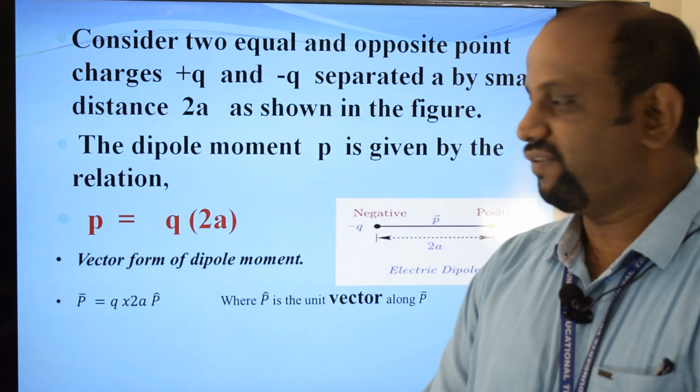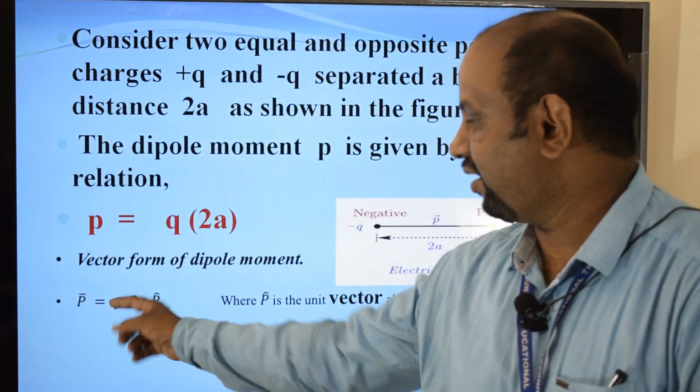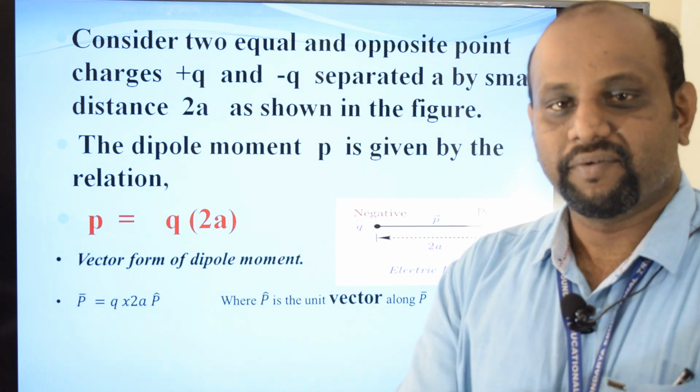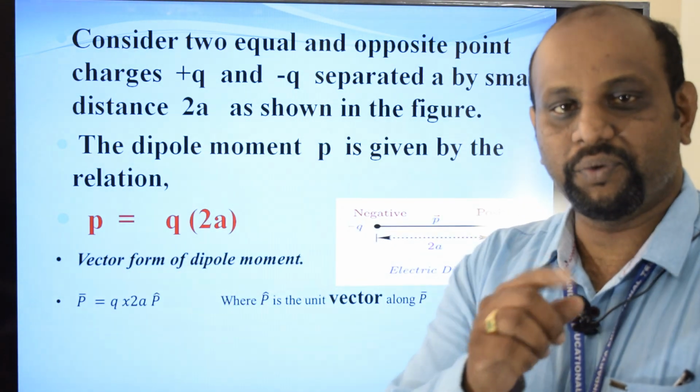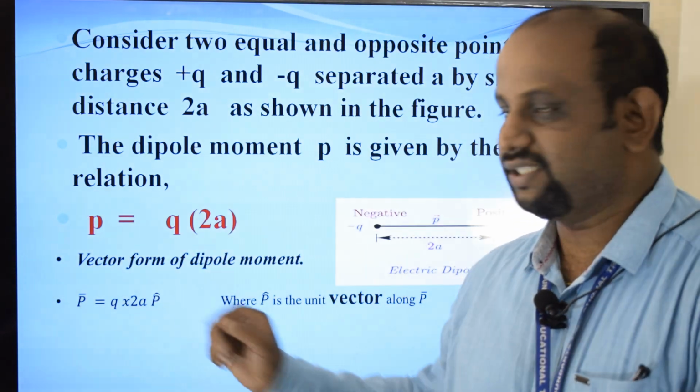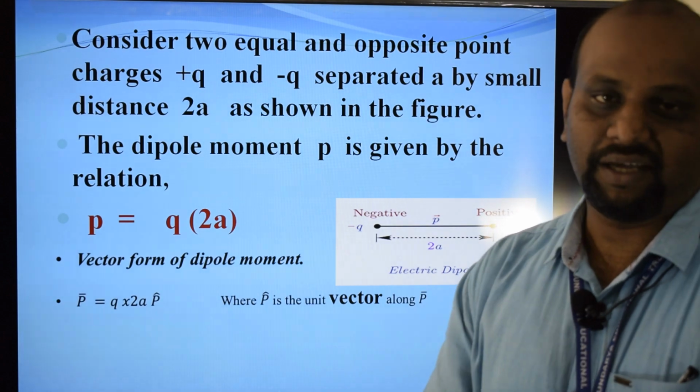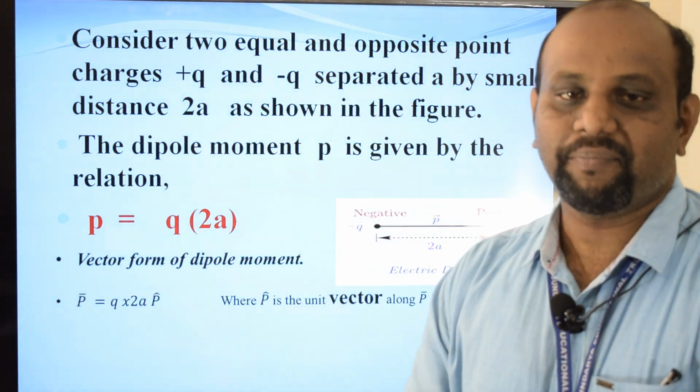The vector form of dipole moment can be written as vector p is equal to q into 2a p cap, where p is the dipole moment, q is the magnitude of the charge, 2a is the distance between the two charges, and p cap is the unit vector which gives the direction of p.